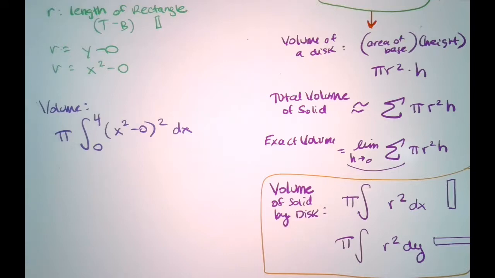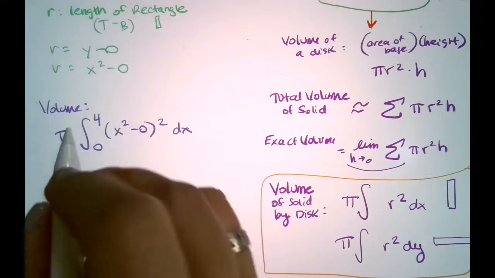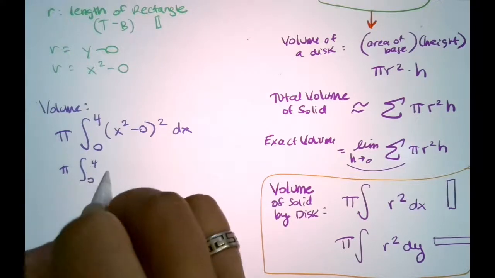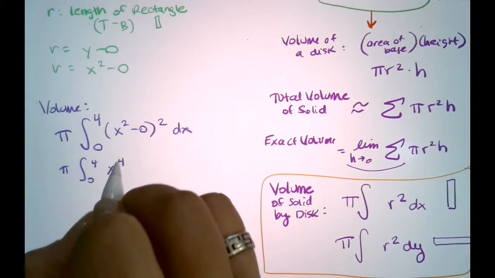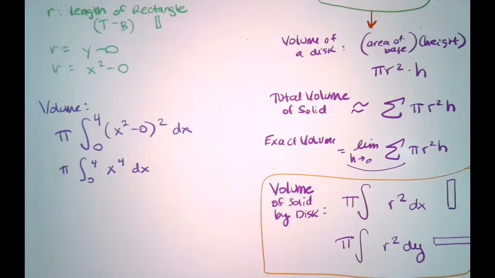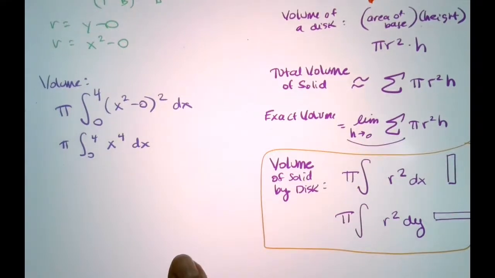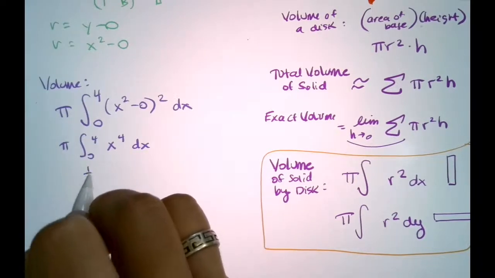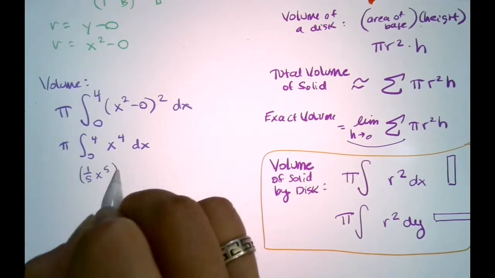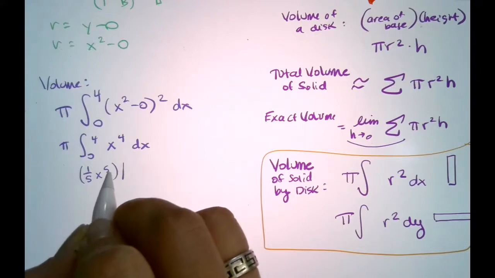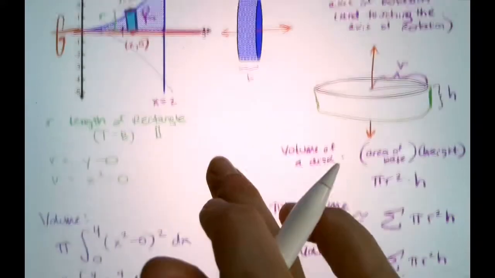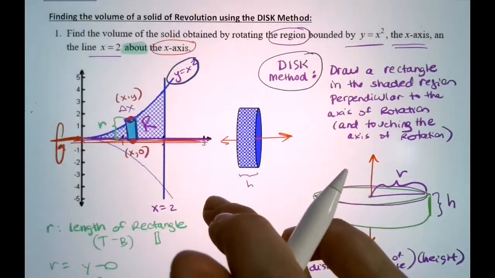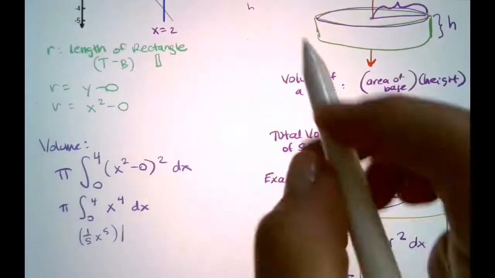Now, to actually crunch the numbers, we can certainly do this. You have x squared. I don't even really need the minus 0 in there, right? So I can get rid of that. And then x squared squared is just x to the 4th. And this is a pretty friendly antiderivative. So again, I'm pulling the pi off to the side here. My antiderivative is 1/5 x to the 5th. I will put a, it should be a 2. Sorry, my limit of integration here should be a 2. I don't know where I got 4 from.